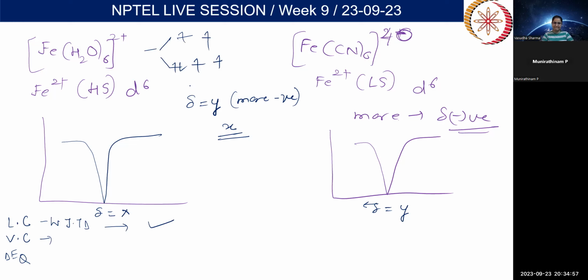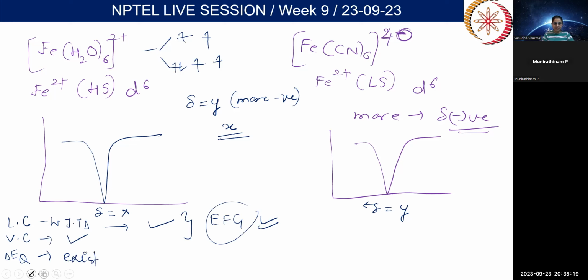Valence contribution occurred in FeH2O6. Right, so both the factors are there. These both factors will give me an electric field gradient, which means it is non-zero. Therefore, there would be splitting of the peaks.